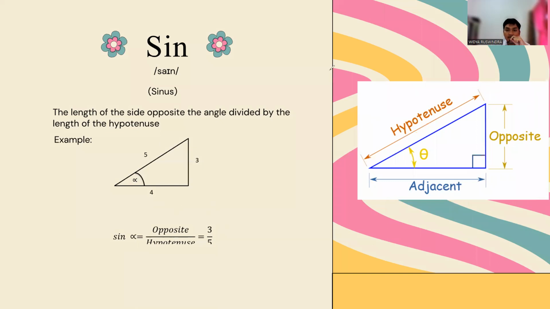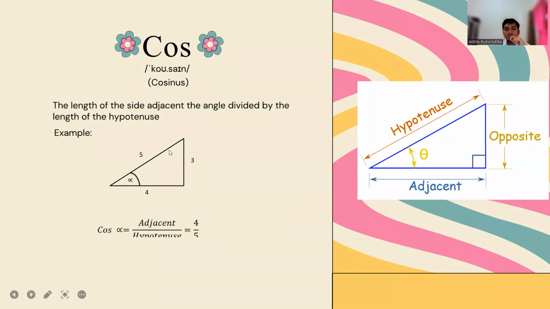Next is cosine. In Indonesian we say cosinus. For definition, the length of the side adjacent the angle divided by the length of the hypotenuse. And this is a triangle with 5, 4, and 3 value sides. So the cosine of alpha is adjacent side over hypotenuse, which is equal to 4/5.